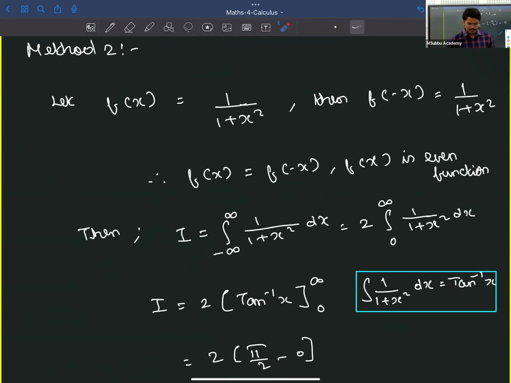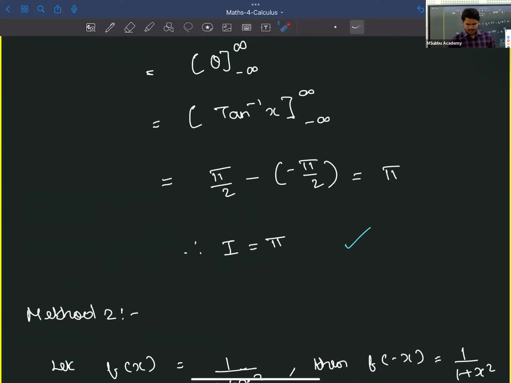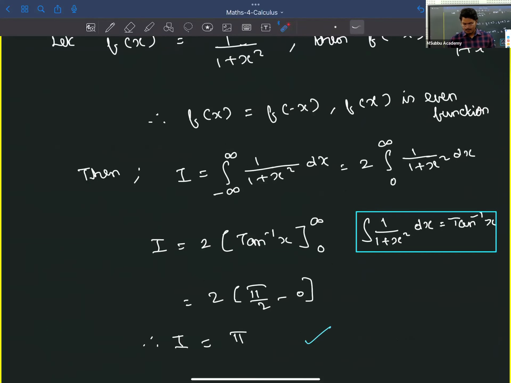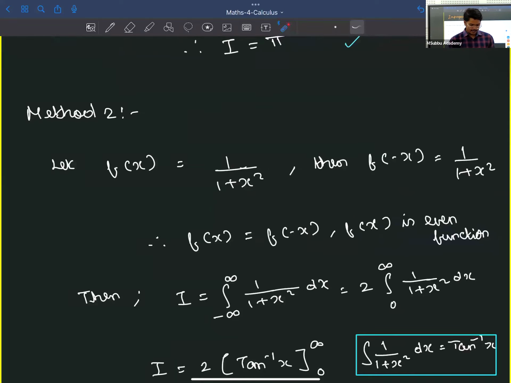So what can you write this integral as? Minus infinity to infinity, you can write it as I is equal to 2 into the integral from 0 to infinity of 1 by 1 plus x square dx. Okay. So the integral of 1 by 1 plus x square is nothing but tan inverse x. So directly substitute tan inverse x from 0 to infinity. Tan inverse infinity will be pi by 2, minus tan inverse 0, which is 0. So 2 into pi by 2 will give you pi. I is equal to pi. So this will be your answer.